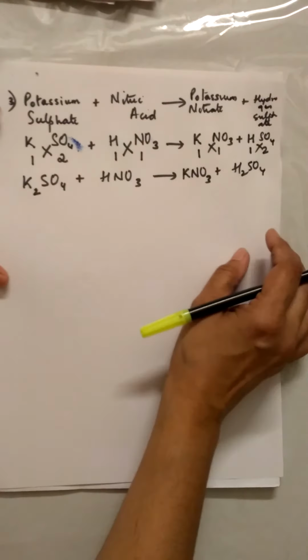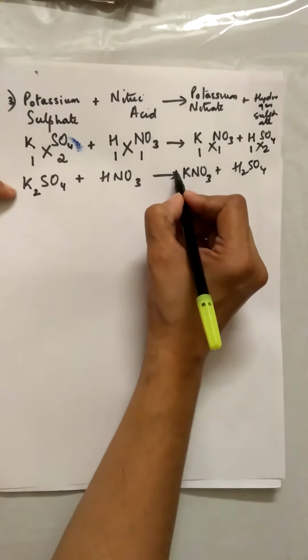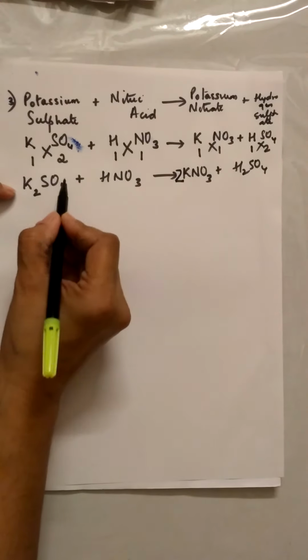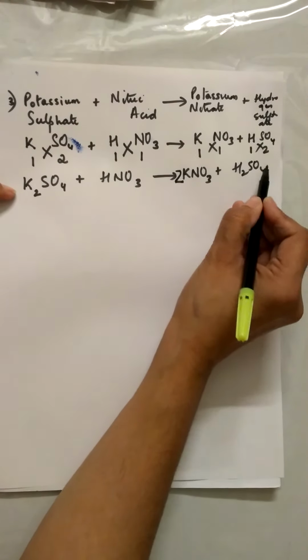Okay, H2SO4, sulfuric acid. So hydrogen sulfate with water will give you sulfuric acid. So you have 2 of potassium here. Here you have just 1. So to balance it, you write 2 here. Sulfate, there is 1 here. SO4, there is 1. And there is 1 sulfate here.